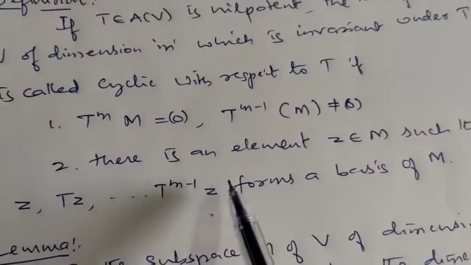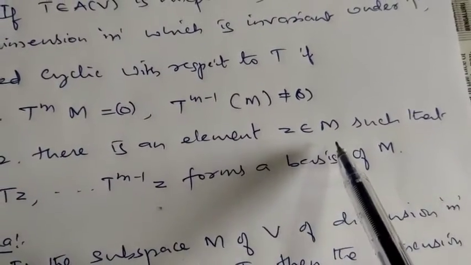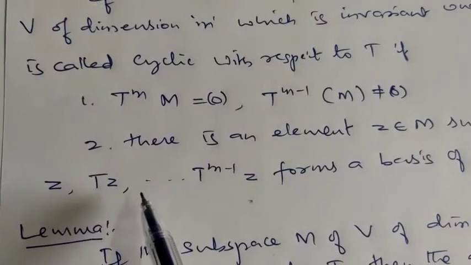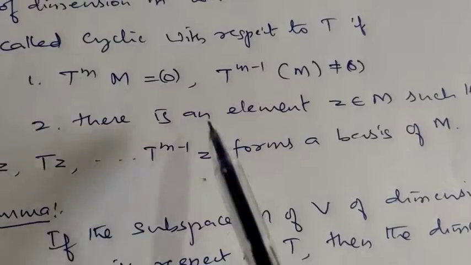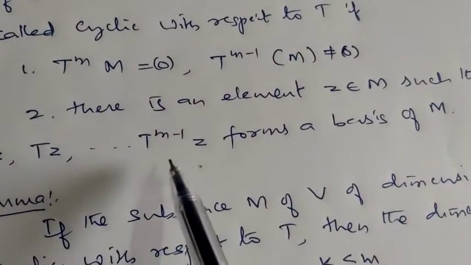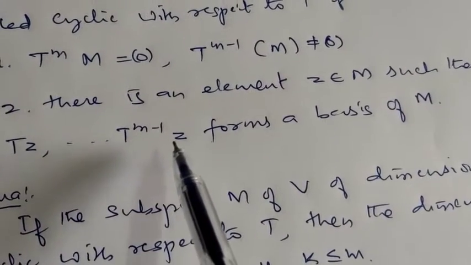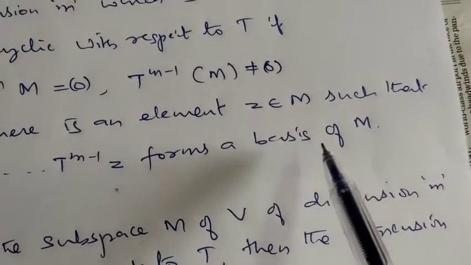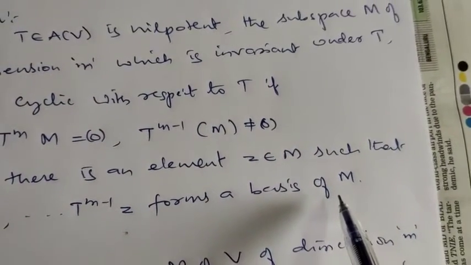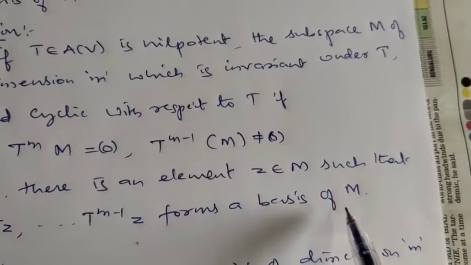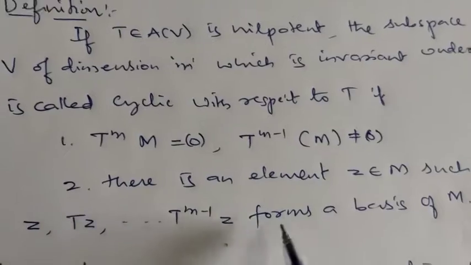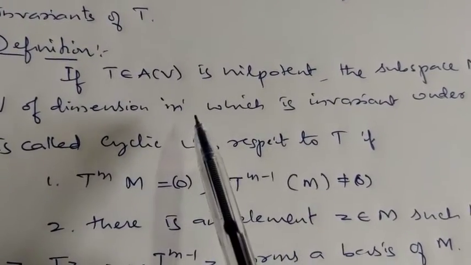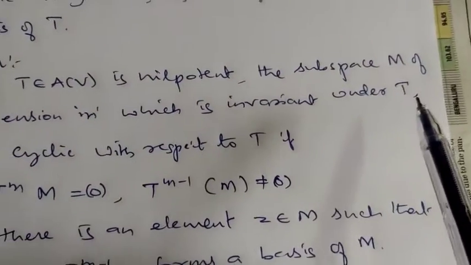The second condition is: there is an element z in M such that the vectors z, T(z), etc., up to T to the power m minus 1 of z, because T to the power m of M is 0, form a basis of M. We say the subspace M of V, which is invariant under T, is called cyclic with respect to T if this condition holds true, where m is the dimension of the subspace M.